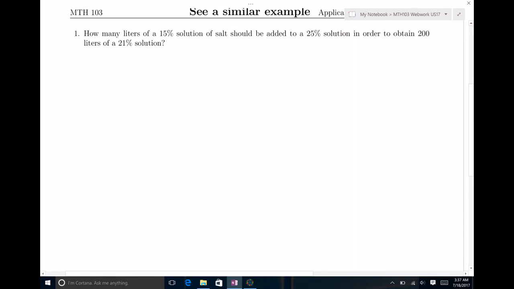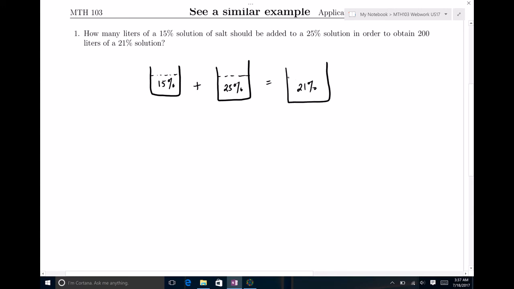What we're doing in this problem is we're taking two jars that have salt solution in them. The first jar has 15% salt solution in it, and the other jar has 25% salt solution in it. Then we're going to add the liquid in both the jars and mix them together, and what we have is a bigger jar with 21% salt solution in it.